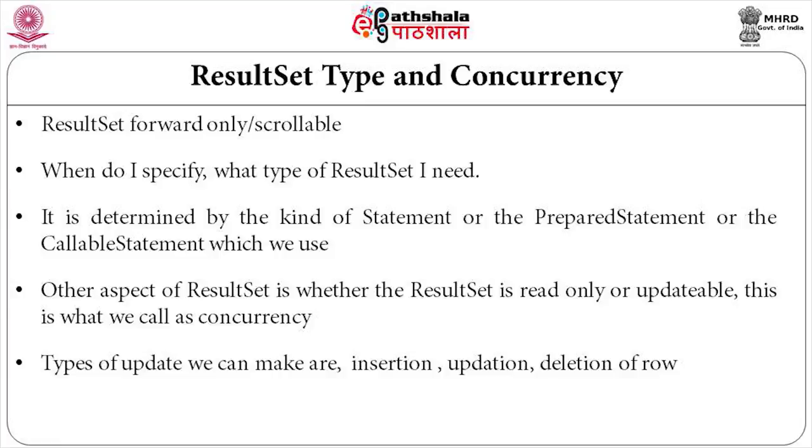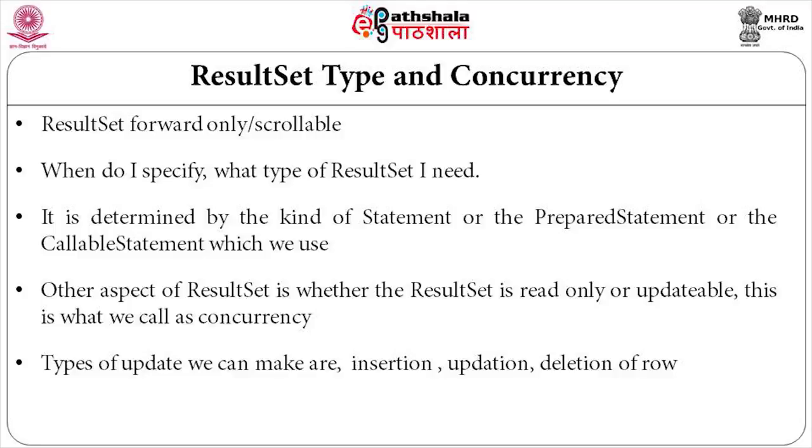Another aspect about the result set is whether it is read only or updatable. This is what we call concurrency. So a result set can have concurrency also. Result set concurrency determines whether this result set is read only, so once a result set is obtained you can only fetch the values from it, or whether it is possible to make updates in the result set, similar to what we do with cursors. Yes, we have cursors which are updatable, and we do make changes through a cursor in our SQL.